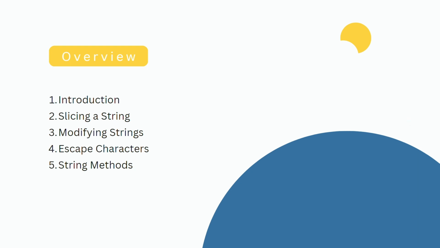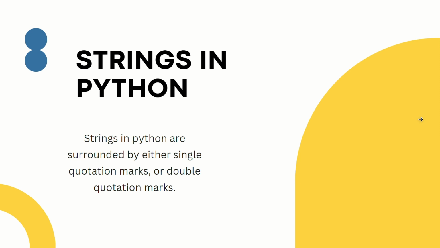So overview for today's video: we'll have an introduction, a little bit about strings and what they are exactly, then slicing a string, modifying strings, escape characters, and string methods. So these will be the topics that we'll be discussing today. Strings in Python are surrounded by either single quotation marks or double quotation marks, which we have seen already, and we'll also see while we try out some sample codes.